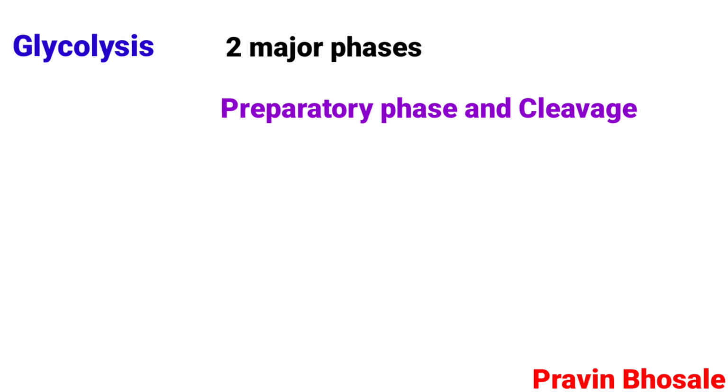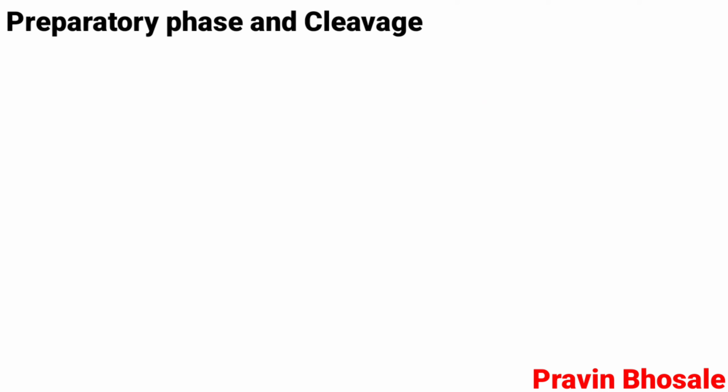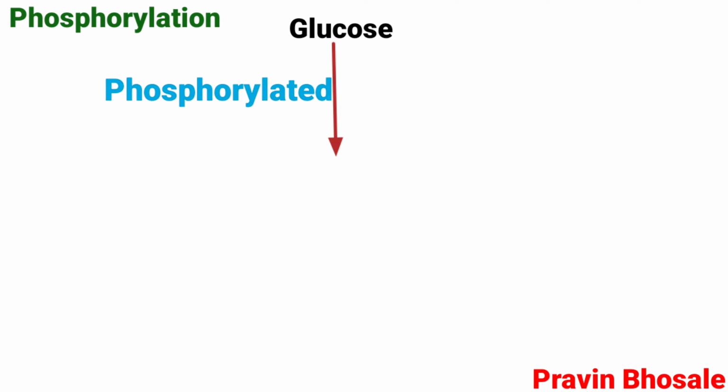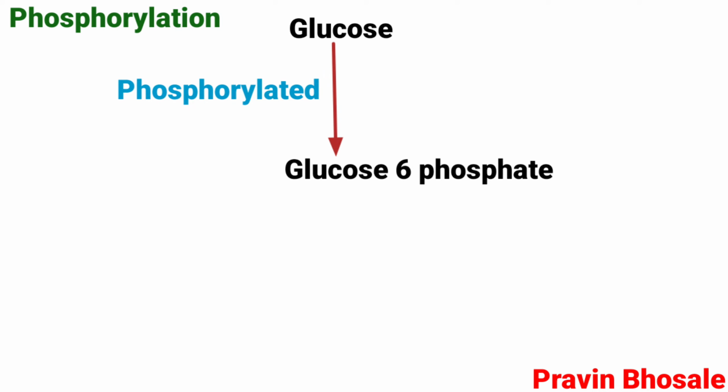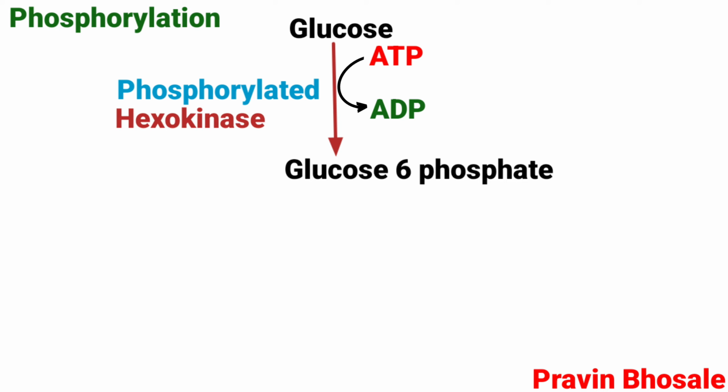Glycolysis consists of two major phases: the preparatory phase and cleavage, and the oxidative and payoff phase. First is the preparatory phase and cleavage. Phosphorylation: glucose gets phosphorylated to glucose 6-phosphate. Here ATP is used. Inorganic phosphate gets attached to the 6th carbon atom of glucose and forms glucose 6-phosphate. The enzyme here is hexokinase.